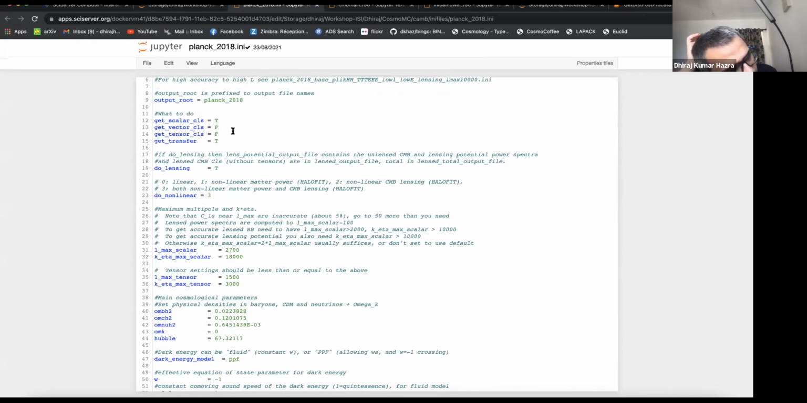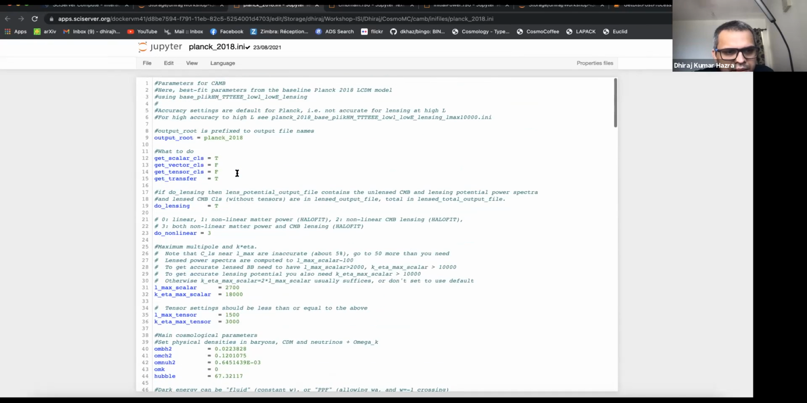Okay, so you see there are these logical flags that you have to set true or false in order to get the power spectrum of your choice. For example, we simply cancel vector Cls. We are not worried about tensors now. Get transfer function, it is true, so you get the matter power spectrum. So let's just rename it as base, baseline, base or baseline.